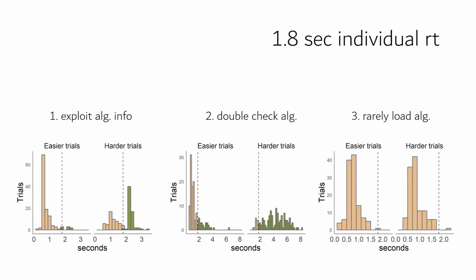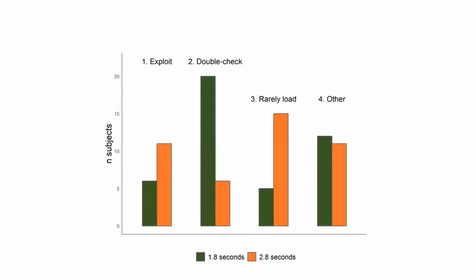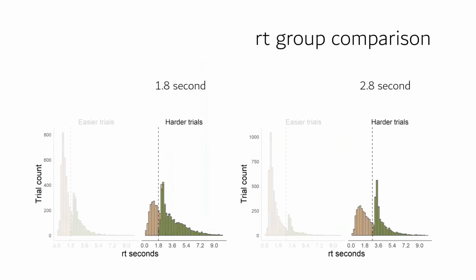And just to illustrate, there's a group of participants that rarely use the algorithm, and we're calling rarely users less than 15% of the time, but here's a participant that never touched it at all. And so when we compare these numbers across the different groups, we can see that there's a substantial difference in the number of people who are doing the double checking behavior between the two loading time conditions.